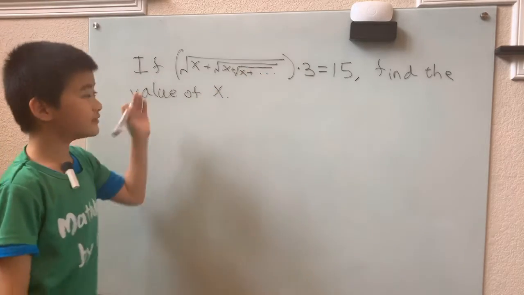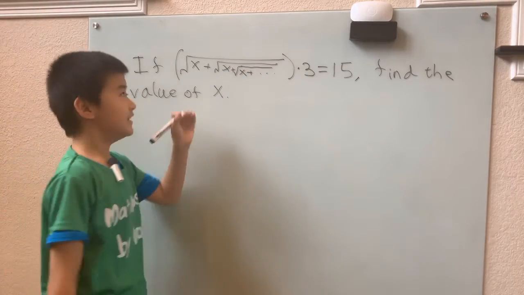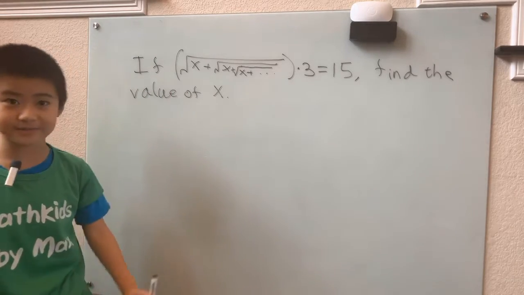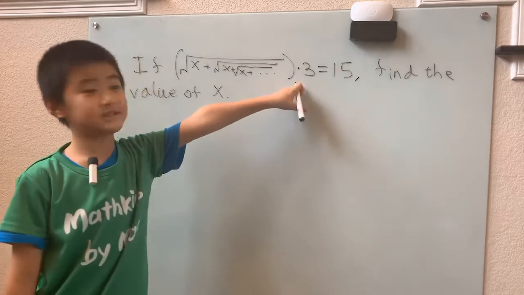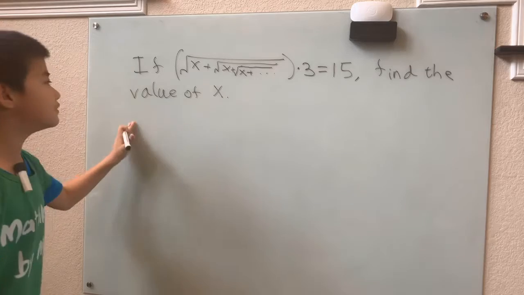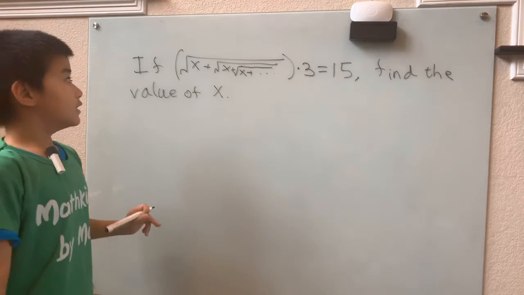If we take the square root of x and then add on the square root of x and then add on the square root of x and then do this infinitely many times, and then we multiply this by 3 to get 15, we have to find the value of x.